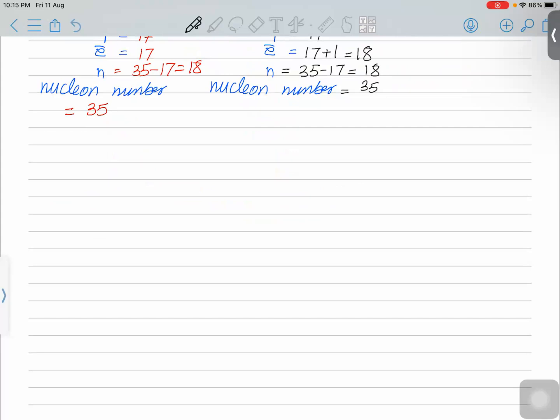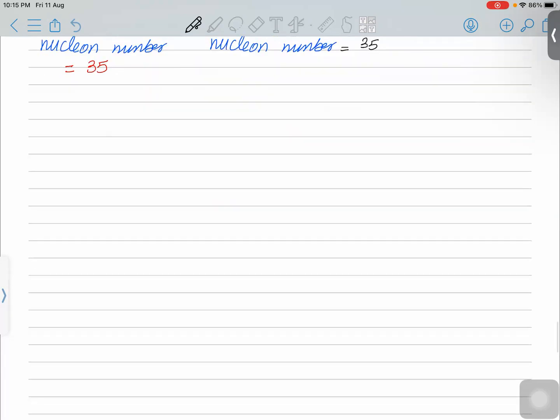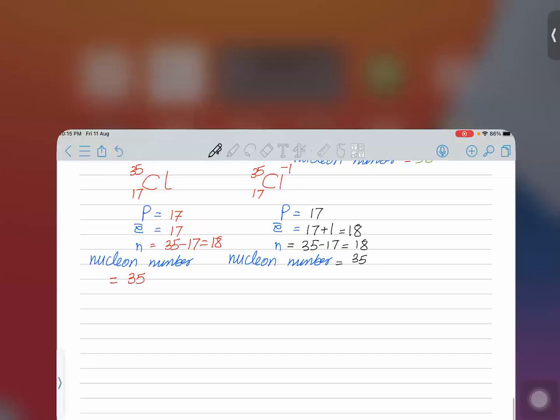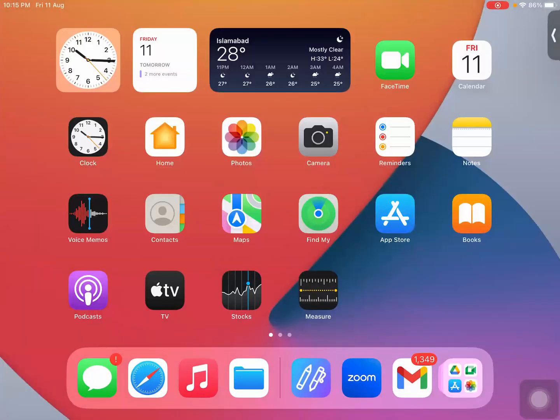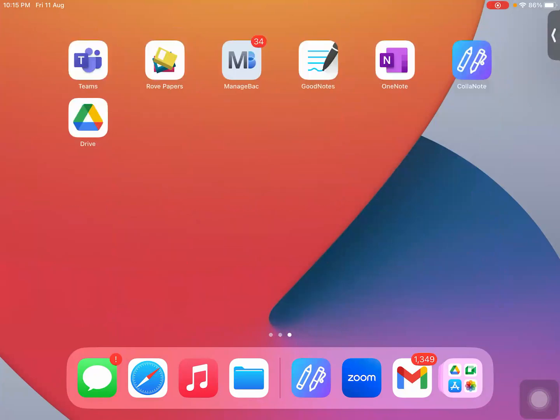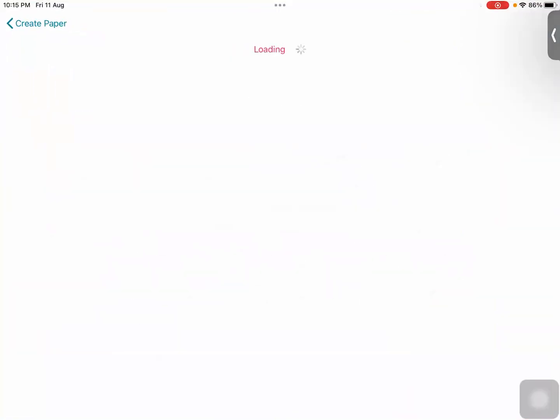So basically, nuclear number and atomic mass are almost all the same, except that atomic mass is like an experimental value. You can say that nuclear number is the number, and mass number is determined by experiment, right?